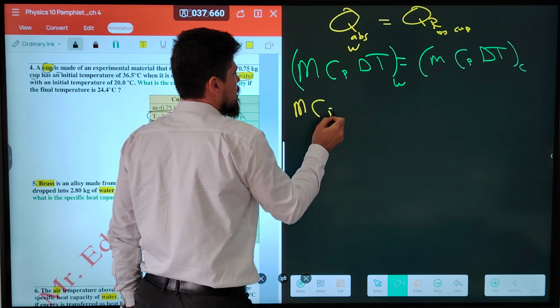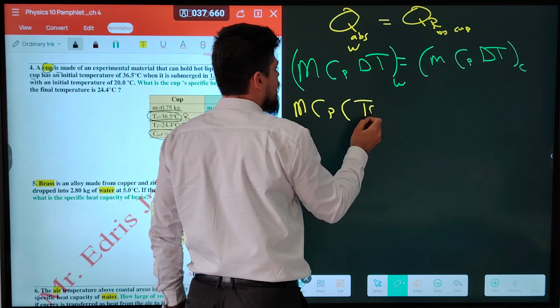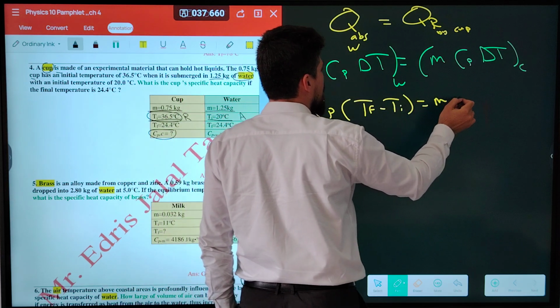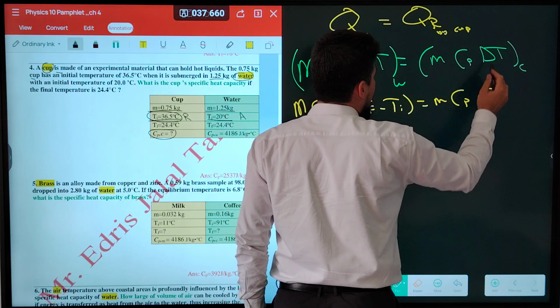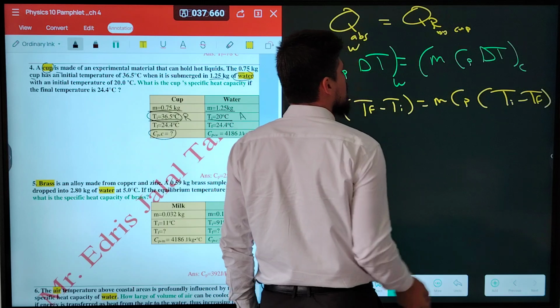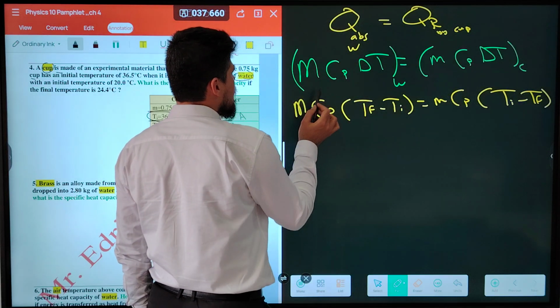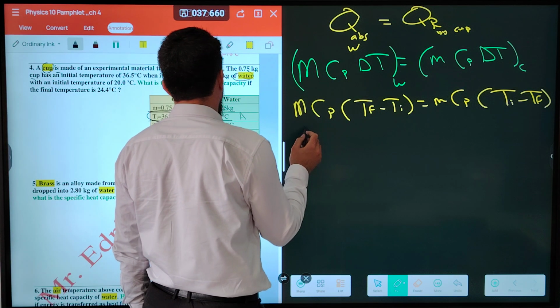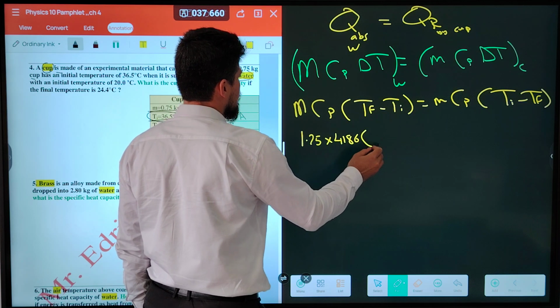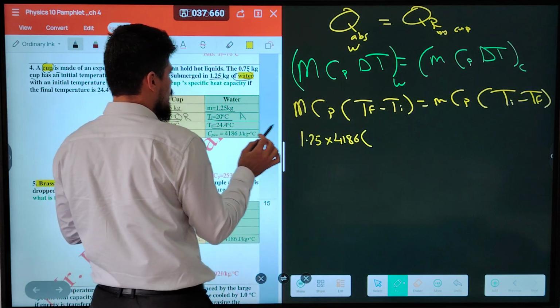Bring down this m Cp, T final minus T initial. This one also bring down for the cup, Cp for the cup. Delta T is equal to what? T initial minus T final, because it released. Mass of water given 1.25, Cp 4186, T final for water 24.4.